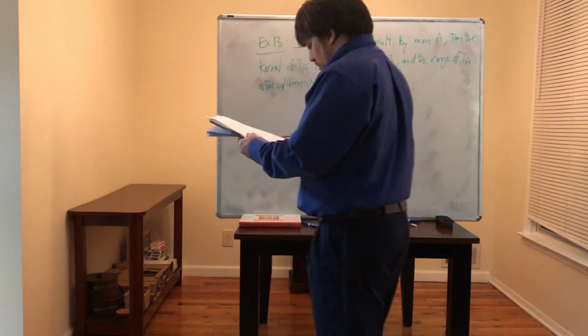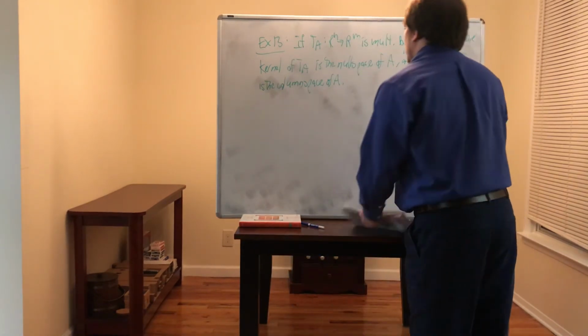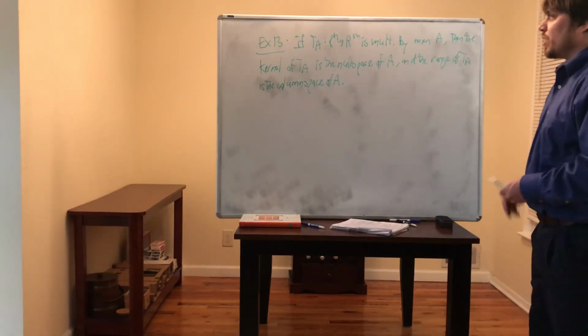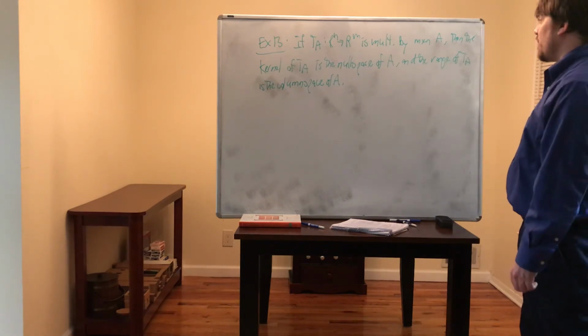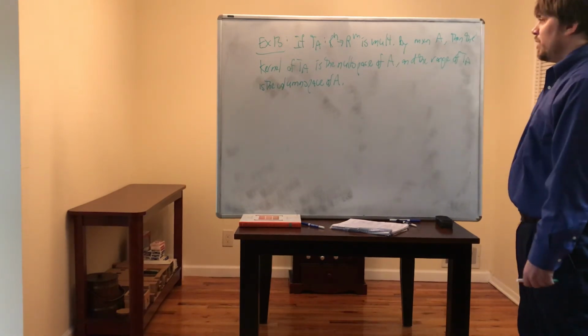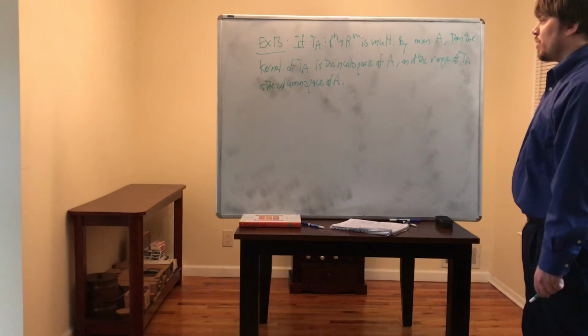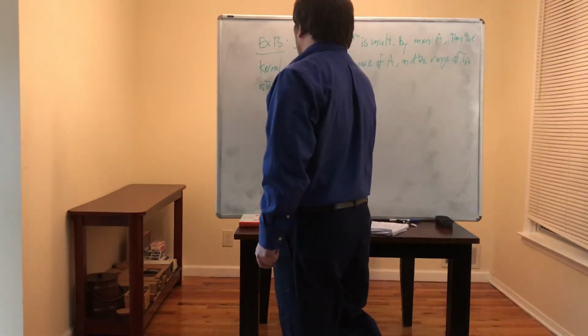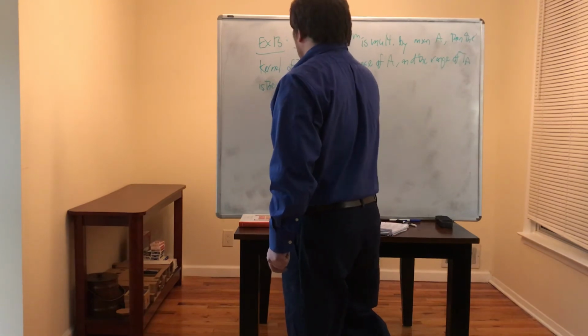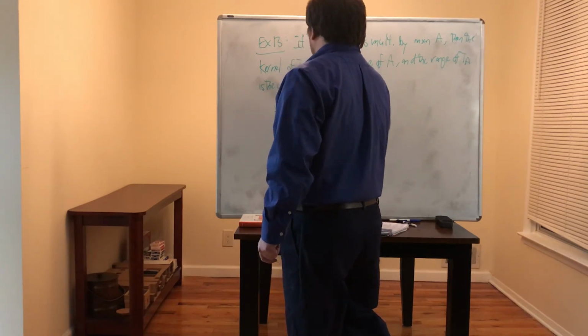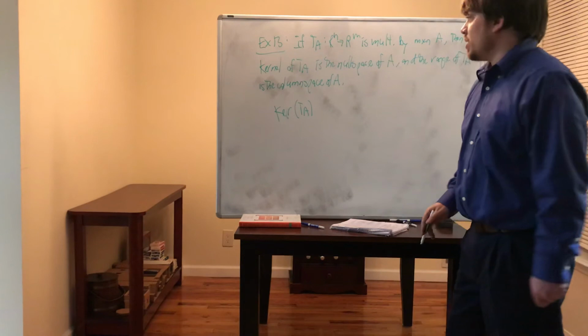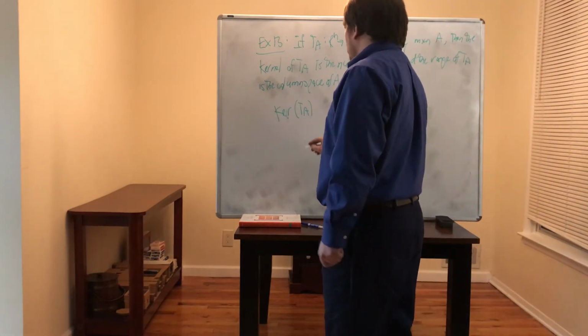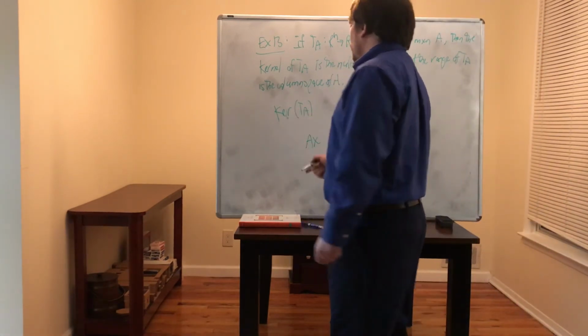Okay, so this is example 13. So this is just saying these things. T sub A from Rn to Rm is multiplication by an m by n matrix A. Then the first thing it says is that the kernel of T sub A is the null space of A. What that means is, T sub A is left multiplication by A, right?